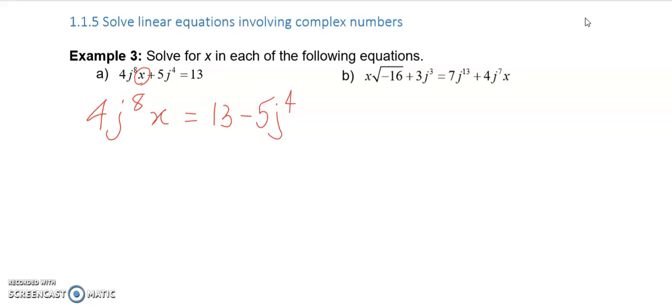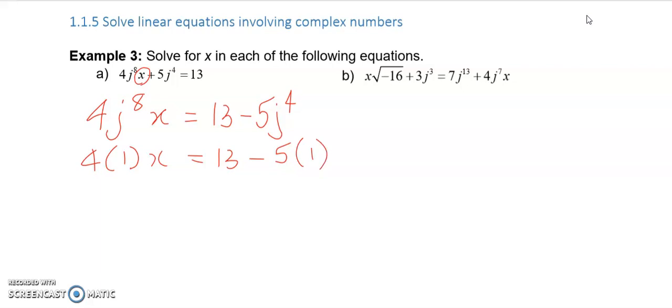Now, let's simplify those powers of j, shall we? Using the rules that we saw in our last video. j to the power of 8, well, let me think. 8 is a multiple of 4. So this is just going to turn into a 1 multiplied by x is equal to, and on the other side of your equation, you're going to have 13 subtract 5 multiplied by j to the power of 4. Well, 4 is obviously a multiple of 4. So j to the power of 4, that's going to turn into a 1 as well.